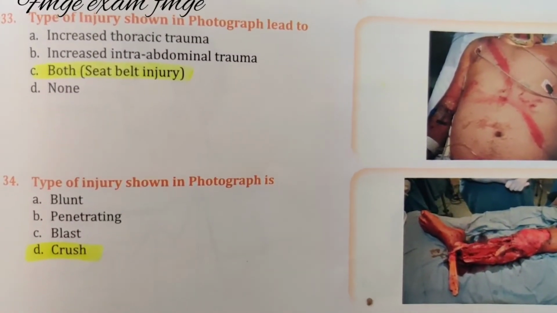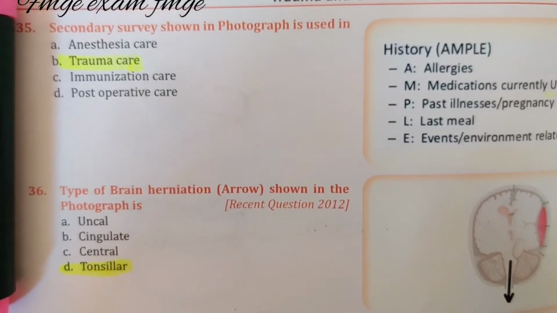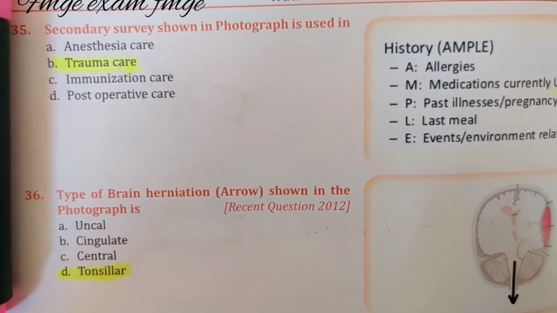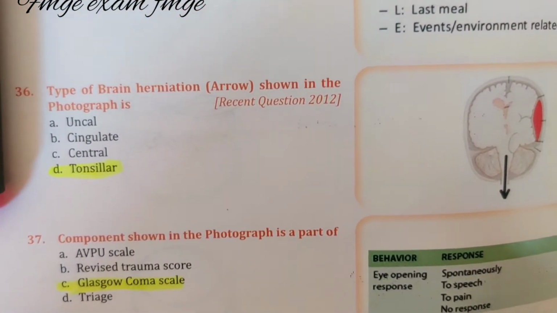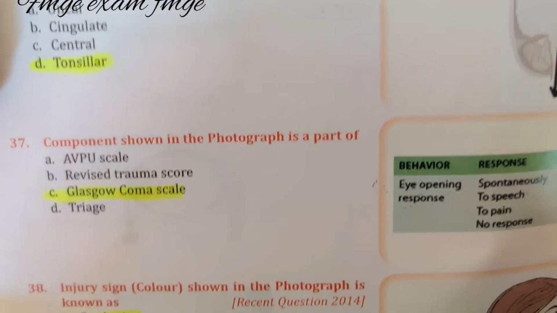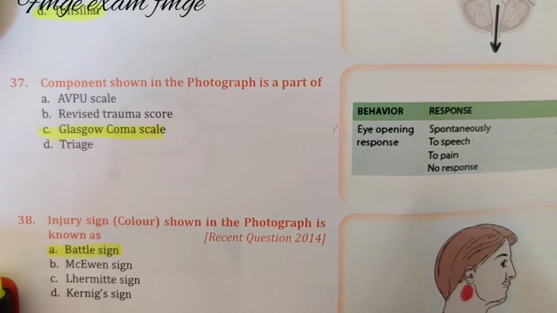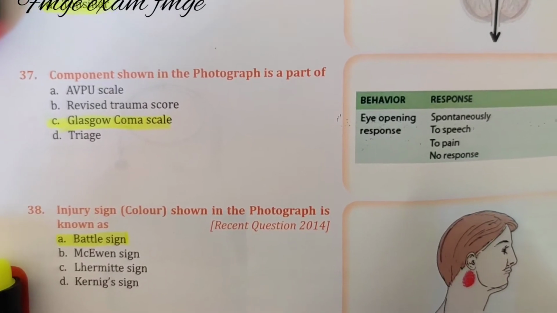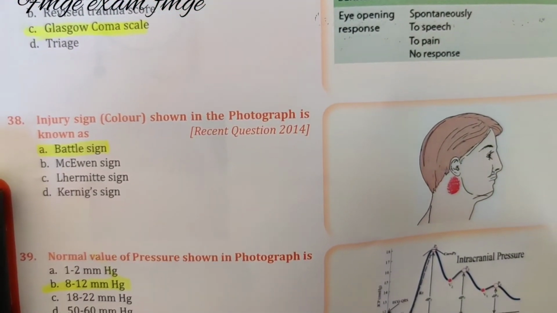Type of injury shown in the photograph is crush. Secondary survey shown in the photograph is used for trauma care. Type of brain herniation shown by the arrow in the photograph is tonsillar. Components shown in the photograph are part of the Glasgow Coma Scale. Injury sign shown in the photograph is known as Battle sign.